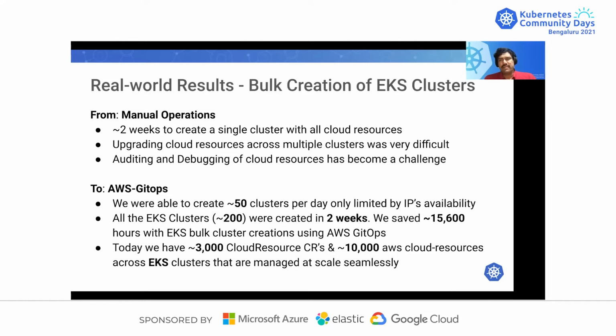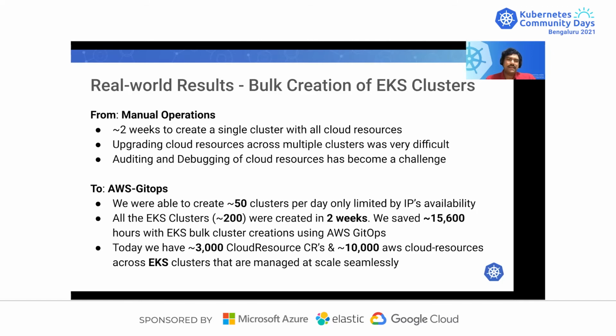When we decided to move from GitOps to EKS-based clusters, we had a migration, essentially to simplify the management of the control plane. We introduced GitOps-based management of AWS resources using this project called AWS GitOps. With that, we were able to create as many as 50 clusters per day. We are only limited by IP availability so that we don't consume all the capacity given to us. And all the EKS clusters that we planned to create, we were able to create in 2 weeks. And we saved about 15,000 manual hours with this bulk cluster creation using AWS GitOps.